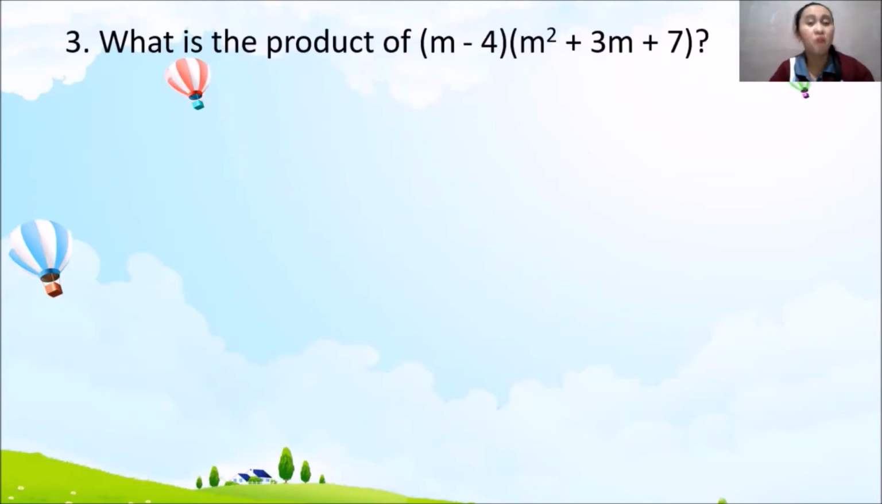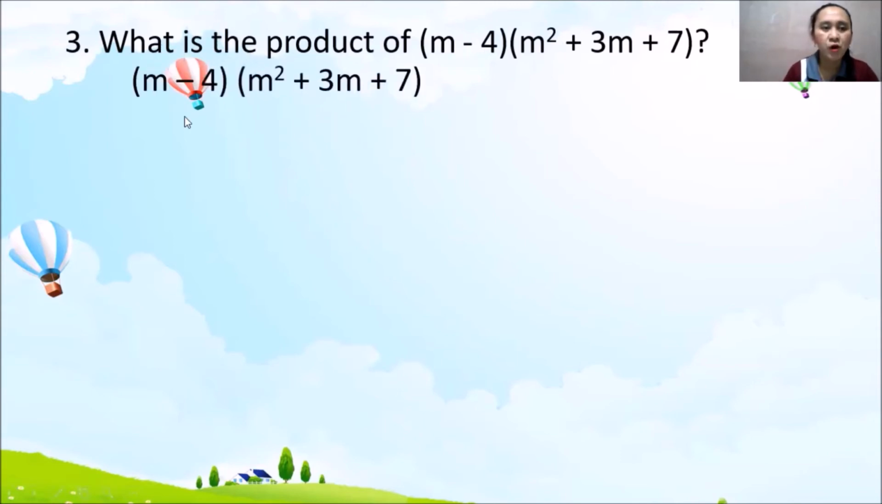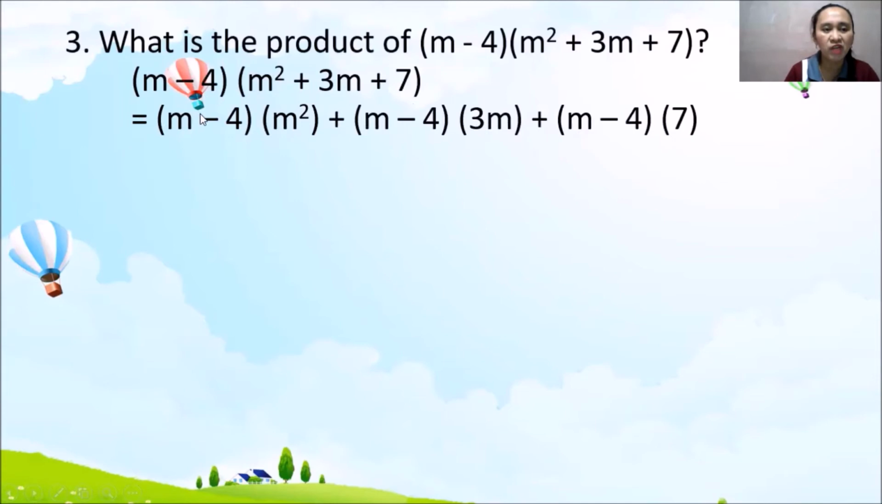Okay, what is the product of the quantity m minus 4 times the quantity m squared plus 3m plus 7? So again, distributive property, pwedeng unahin natin si m minus 4 ang ating multiplier sa bawat term ng trinomial. So we have m minus 4 times the quantity m squared plus 3m plus 7. It is equal to, bring down m minus 4 times the first term of m squared. Then, plus, bring down the plus sign. Again, m minus 4 times the second term of 3m.